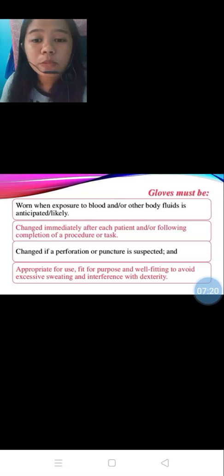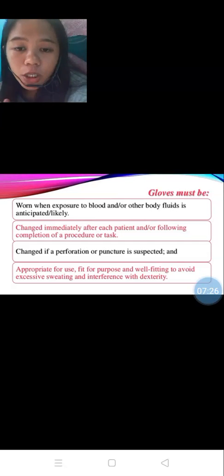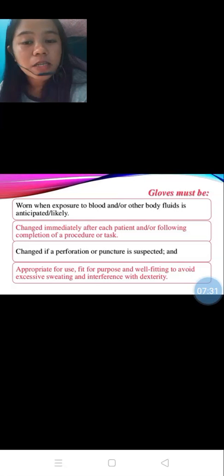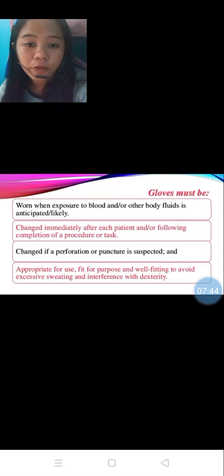Gloves must be worn when exposure to blood or other body fluids is anticipated. Change them immediately after each patient. Change them if perforation or puncture is suspected, and they should be appropriate for use, fit for purpose, and well-fitting to avoid excessive sweating and interference with dexterity.